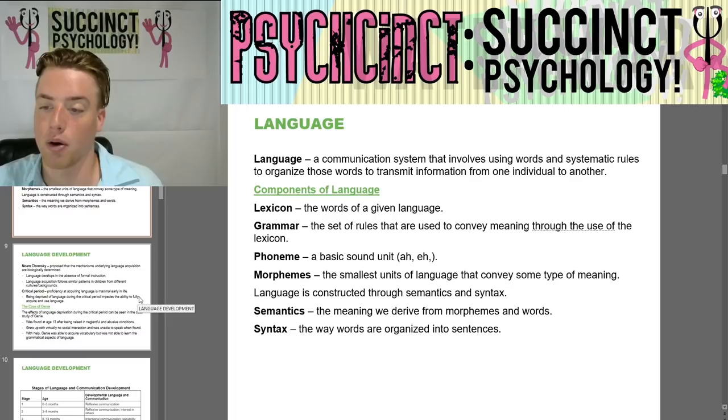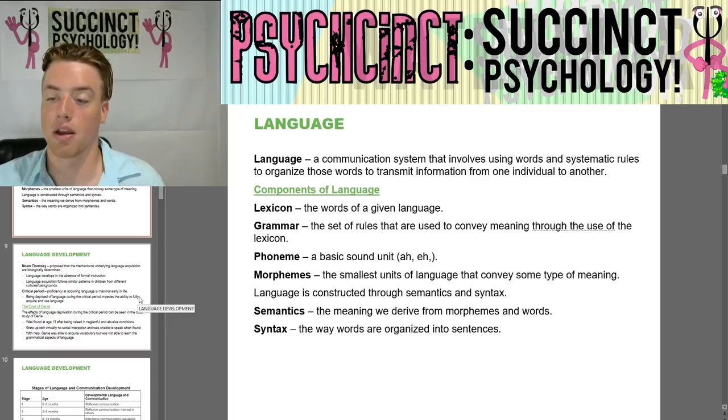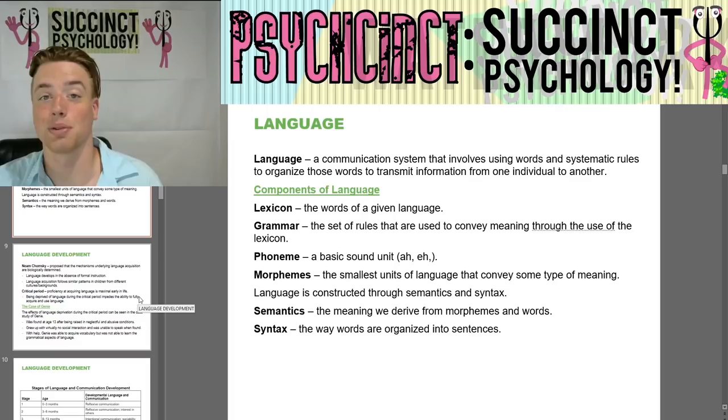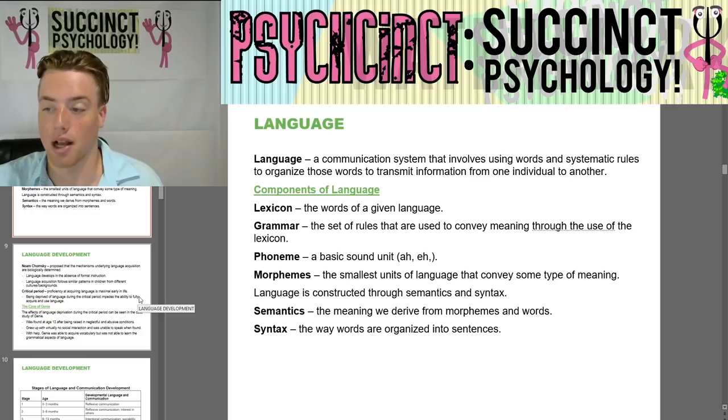We have a phoneme, or a basic sound unit, like ah or eh, it's a very basic sound unit. Morphemes, which are the smallest units of language that convey some type of meaning. Language is constructed through semantics and syntax. We have semantics, the meaning we derive from morphemes and words, and syntax, the way words are organized in sentences. There's language.